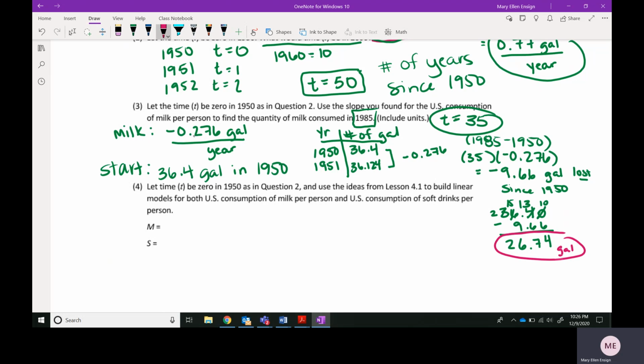Okay, so what did we do? We said, well, it goes down this much per year, and we want to see how much it is after it's gone down for 35 years. So I started at 36.4, subtract 0.276, subtract it again 35 times, right? That's essentially what I did here. I took 35 groups of negative 0.276. This is the total amount then, and then I can subtract that all at once.